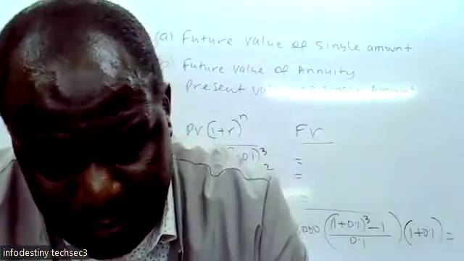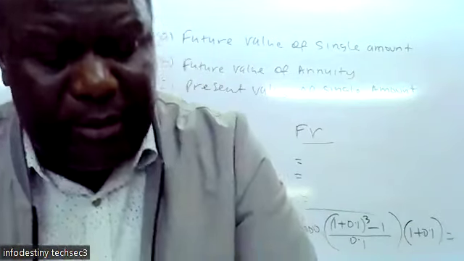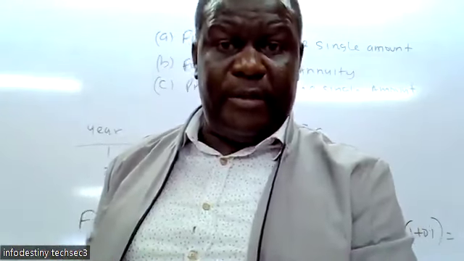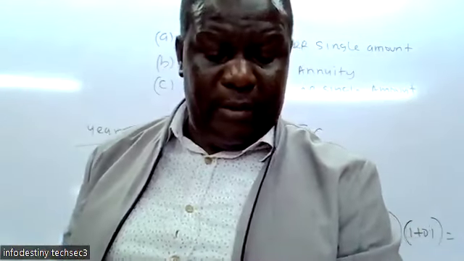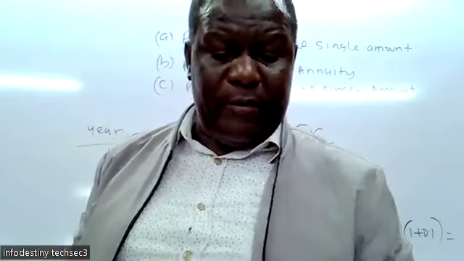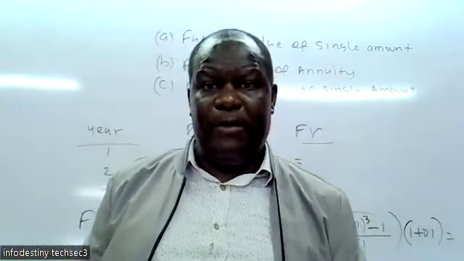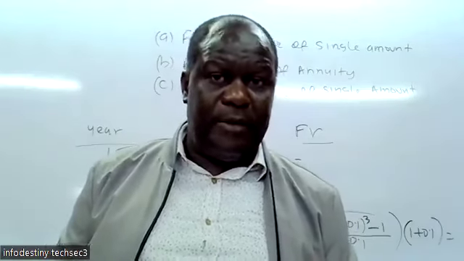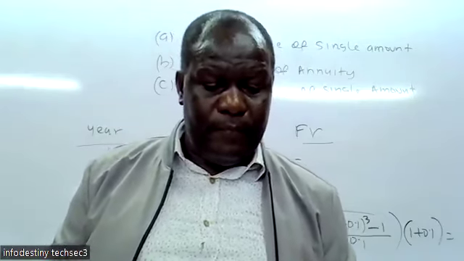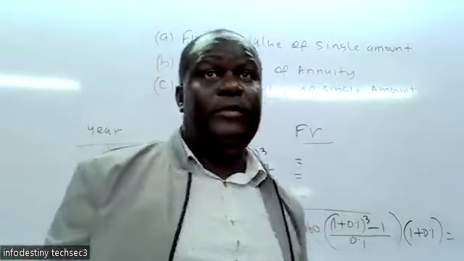Then we continue by writing that if the prevailing interest rate is 12%, determine the present value of this amount. So I will first use the formula, then I will also use the table to see how it works.